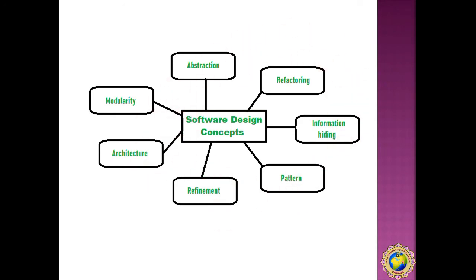So here is the software design concept. First of all, the abstraction of software, then refactoring, then information hiding, pattern, refinement, architecture and modularity. So all these concepts are very important concepts for the designing process of software. So this is our figure, as well as we can also say, the architecture of the software design process.